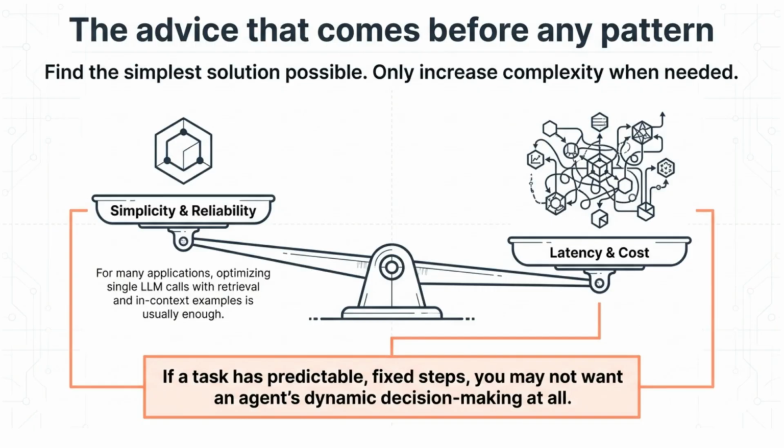This is the thing to internalize, because the SDK makes building agents so frictionless that the temptation is to make everything an agent. Resist it. The most senior move is recognizing when the problem is not a nail. If a task has predictable, fixed steps, you may not want an agent's dynamic decision-making at all. You may want a workflow, or even just one well-prompted call.